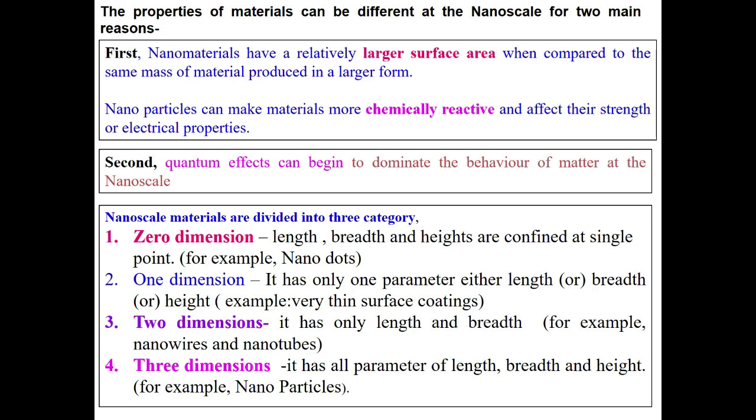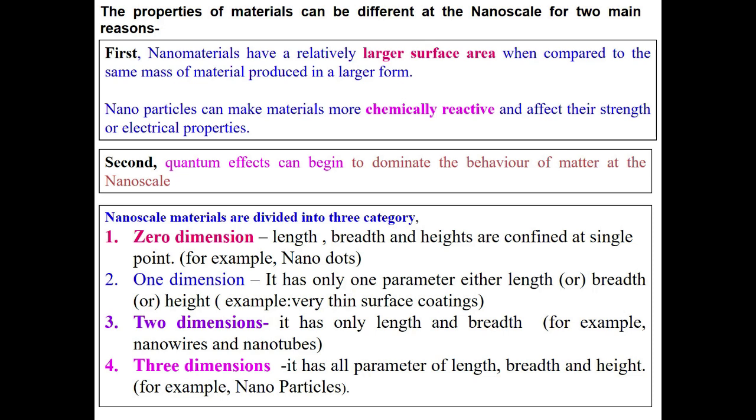Second reason is that quantum effects can begin to dominate the behavior of matter at the nanoscale. When a material is converted into the nanoscale, as I mentioned, 1 to 100 nanometer, that is nothing but a nanomaterial. One dimension should be in the range of 1 to 100 nanometer. That is nothing but the nano. But when a material comes in between 1 to 10 nanometer, that time it is nanoscopically confined. That material is a quantum. That is called a quantum effect. And this is the second reason.